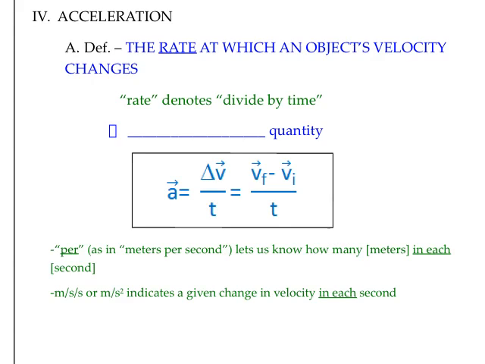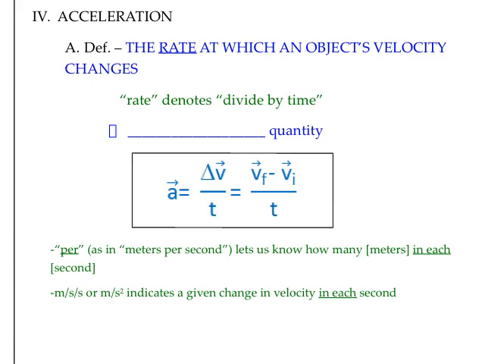This next section of our notes is on acceleration. So far we've been talking about objects that move consistently. Now we're going to discuss objects that either speed up or slow down. So let's start with the definition for acceleration. It's the rate at which an object's velocity changes. And I underline this word rate because we're going to see it come up throughout the year. Anytime you see the word rate, it's going to let you know that you should divide by time.